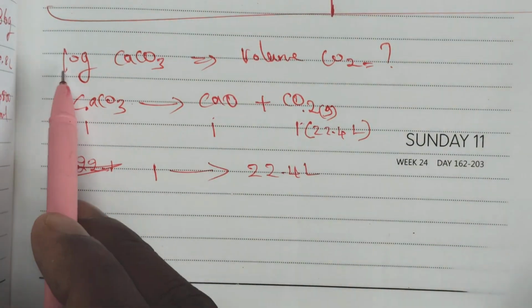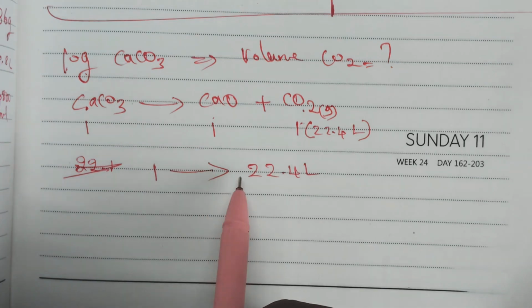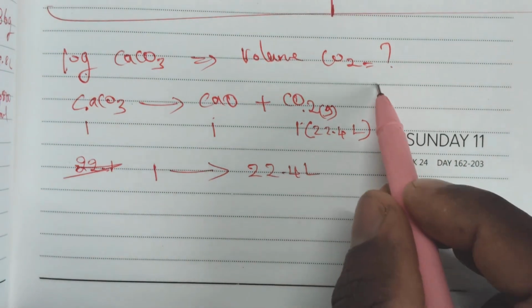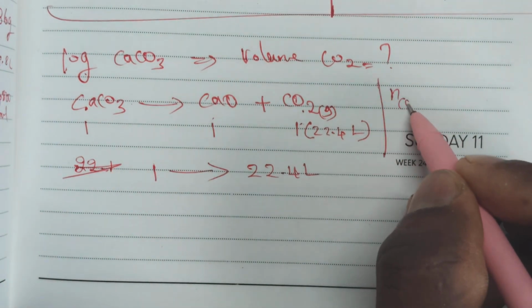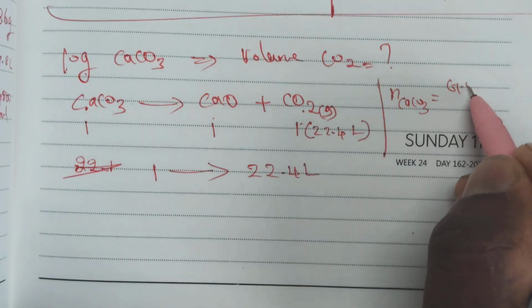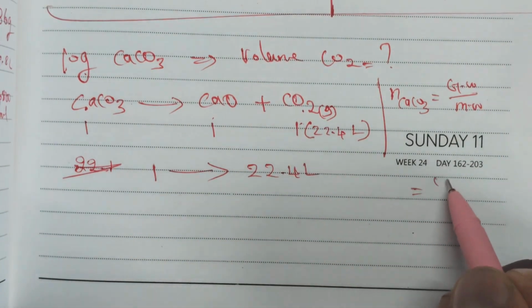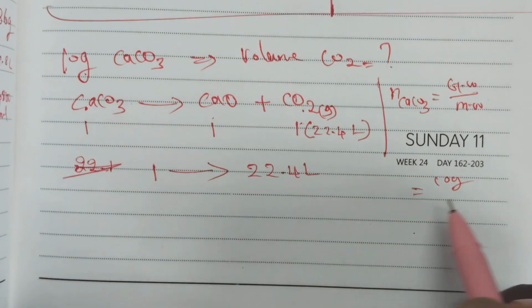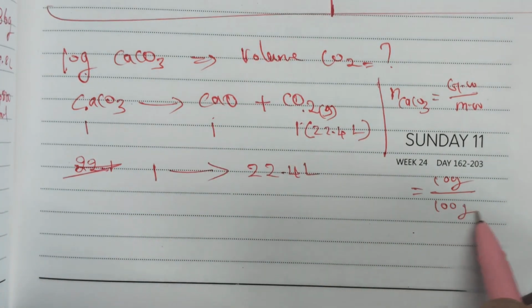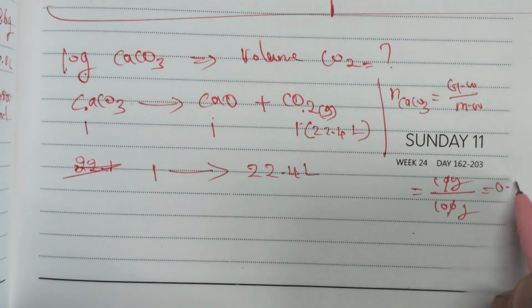So the 10 gram of calcium carbonate, how much volume is occupied? That is the actual question. So the mole of calcium carbonate is needed. Mole of calcium carbonate is equal to given weight divided by molecular weight. The given weight is 10 gram. The molecular weight of calcium carbonate is 100 gram. So the zeros cancel out, and it is nothing but 0.1.